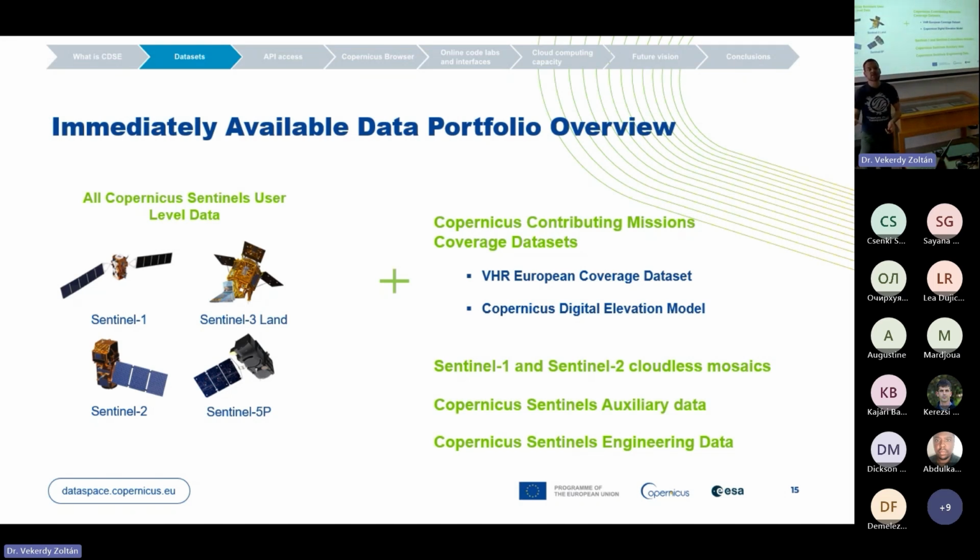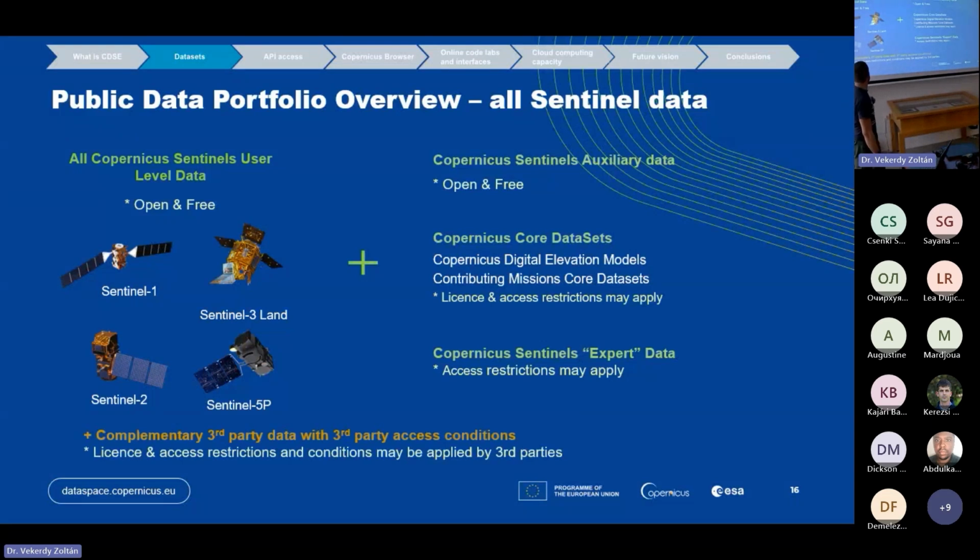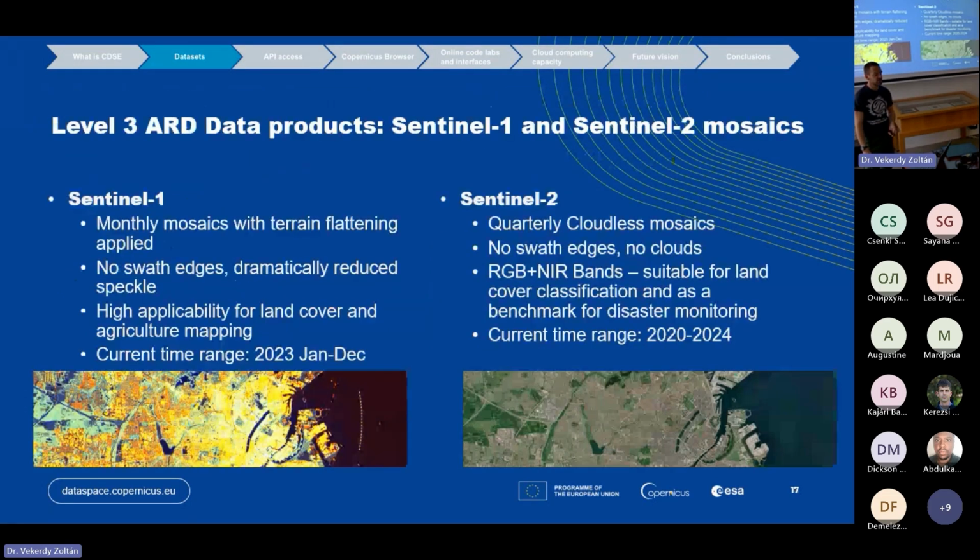Level 1, unprocessed data. Level 2, processed data. And in some cases, level 3, analysis-ready data sets, plus the contributing mission data sets and the elevation model. All this is open and free. Some of the expert data has restrictions. Expert data includes things like orbit parameters or unprocessed level 0 data. Some people want to do their own processing, and then they can access it, but special conditions apply. I don't know how much you've heard about different levels of analysis-ready data.